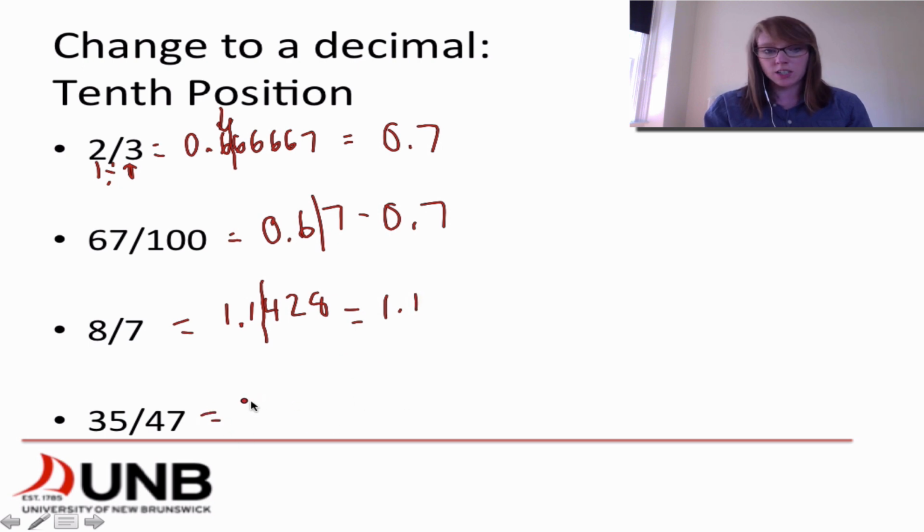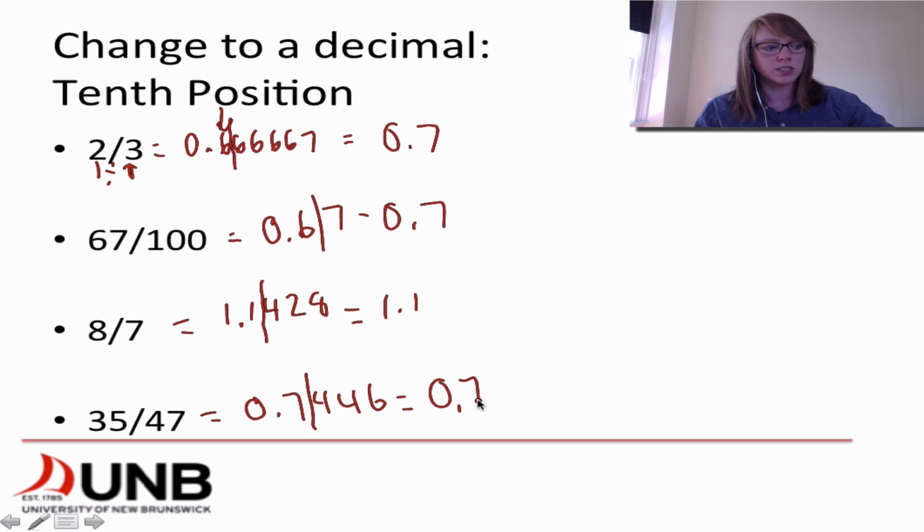35 over 47, our answer is going to be 0.7446. Rounding to the 10th position. I don't know what it was with the 0.7, I just made these numbers up, but we have lots of them today, so it's going to also stay at 0.7.